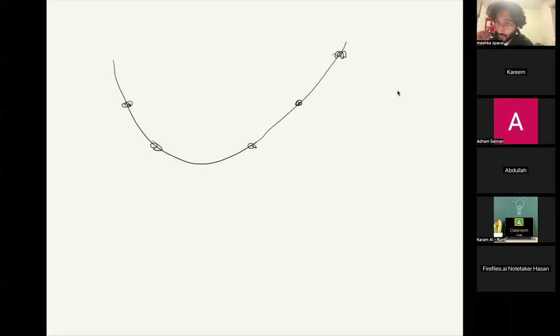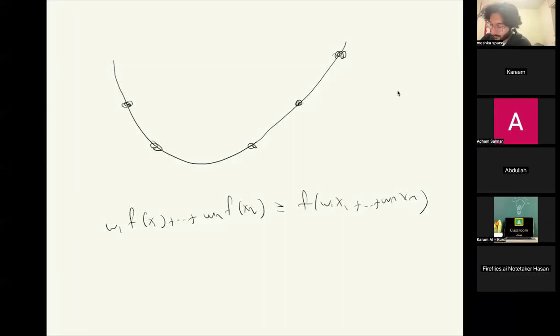So now let's talk about the higher n. For the higher n, we want to say that the weighted sum W1 f of x1 plus ... Wn f of xn is greater than or equal to f of W1 x1 plus all the way to Wn xn. So this is the weighted version of Jensen. What do we do? We have all these points, x1, x2, xn, like this.